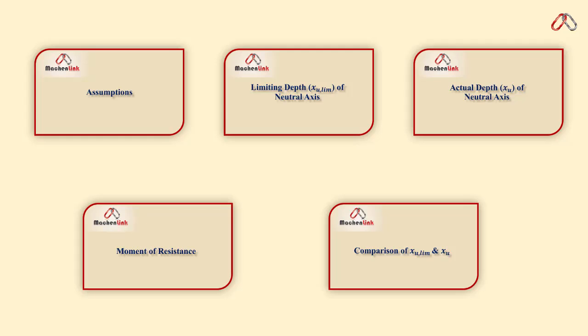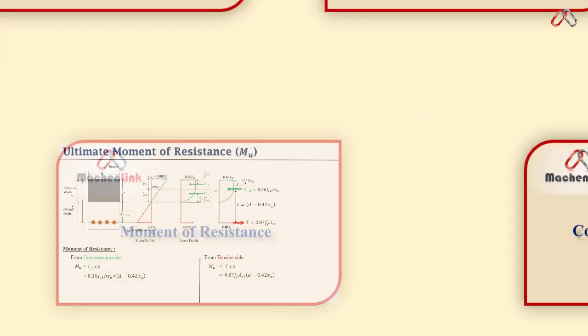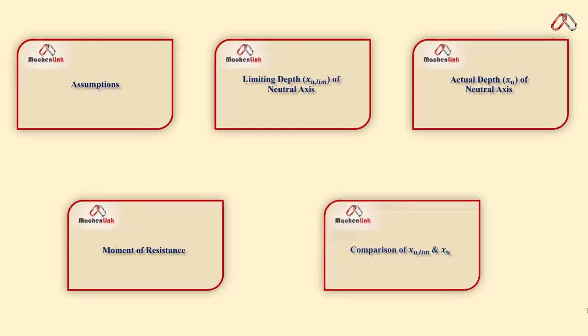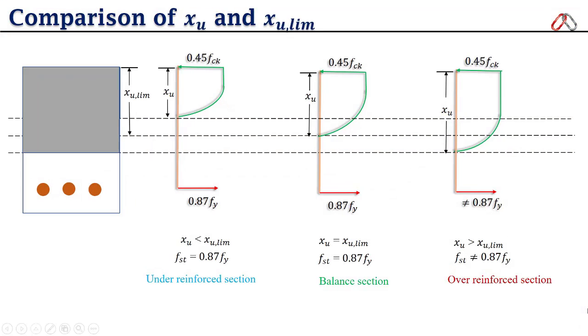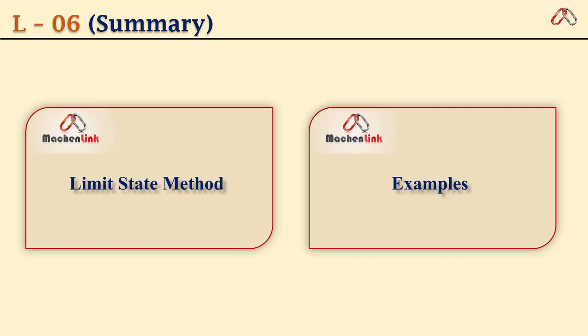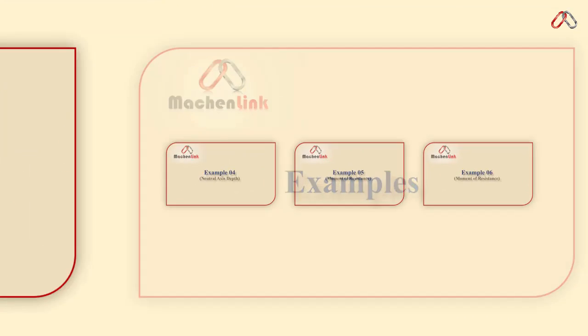Then the ultimate moment of resistance, that we can find out either from the compression side or from the tension side. Then the comparison of x_u and x_u,limit, and on the basis of this comparison, we have divided the section into three types: under-reinforced, balanced, and over-reinforced section. After explaining all these concepts, there are three examples that are very important for you.